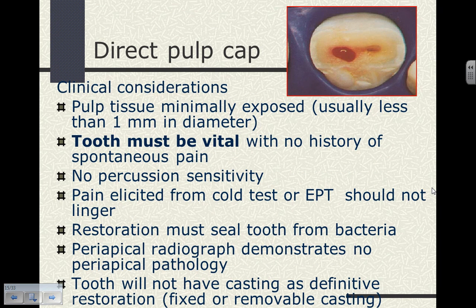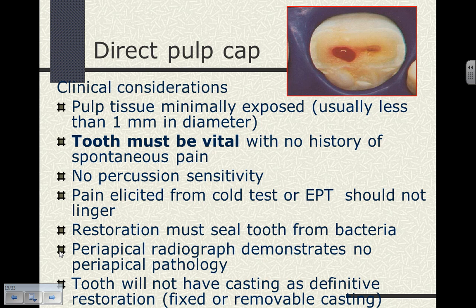So let's take a look at the clinical considerations for direct pulp cap. You can see from this image that this maxillary incisor of a young patient was traumatized. The tooth fractured, leaving the pulp exposed, and you can see the hemorrhage. The pulp exposure should be very minimal, usually less than 1 millimeter in diameter. The tooth must be vital, with no history of spontaneous pain and no percussion sensitivity. Any pain elicited from a cold test or an EPT shouldn't linger. The restoration you place during that visit must seal the tooth from bacteria. A periapical radiograph demonstrates no periapical pathology.